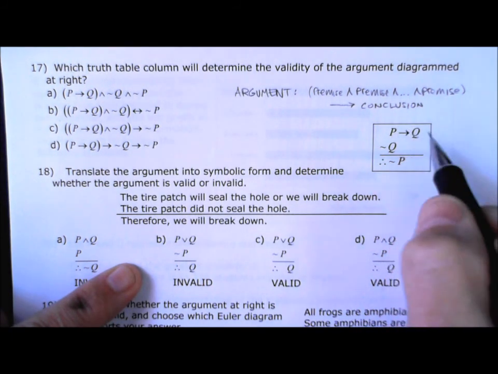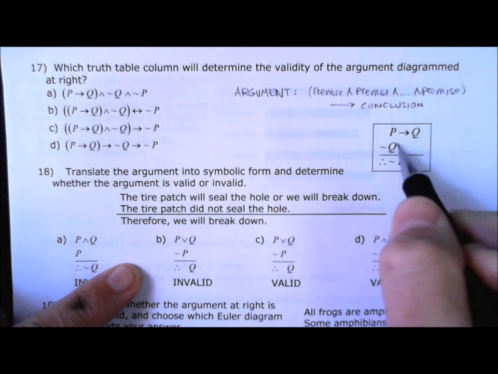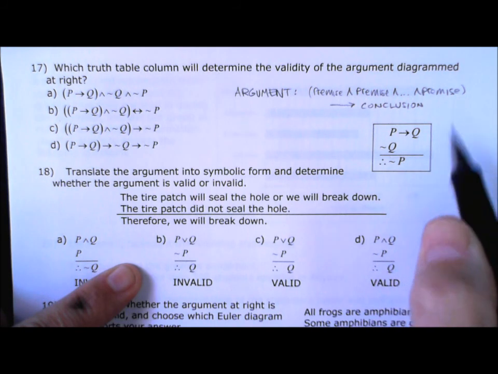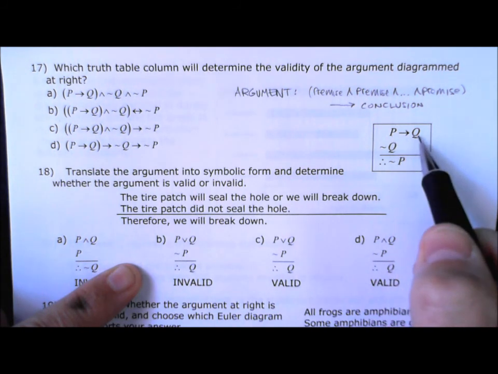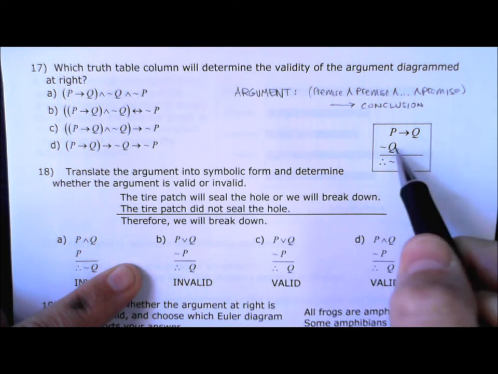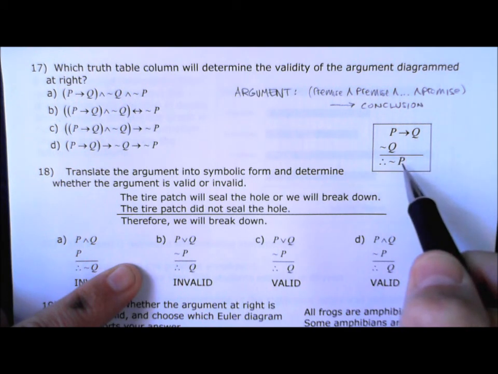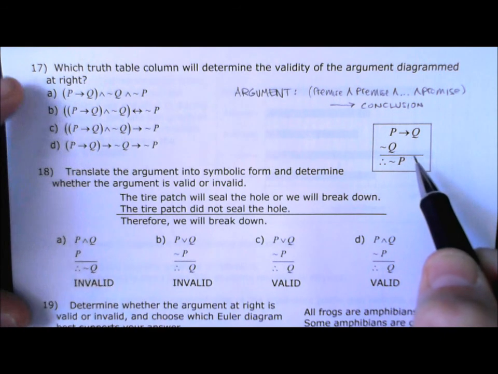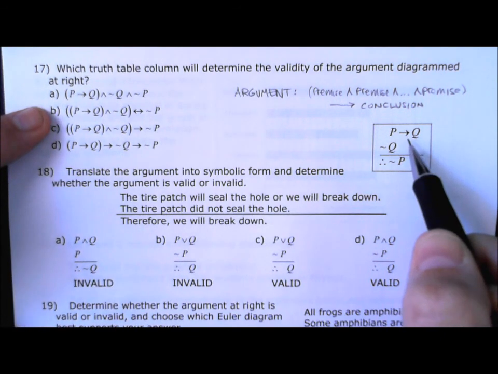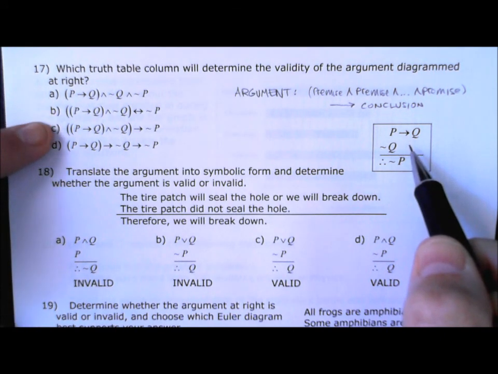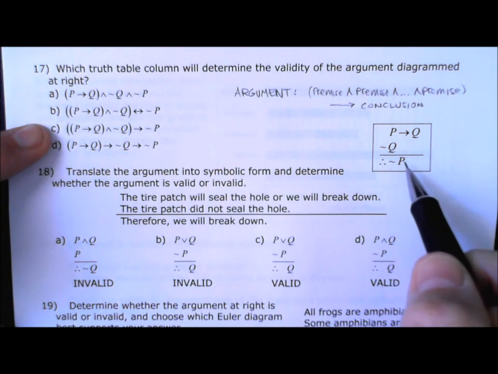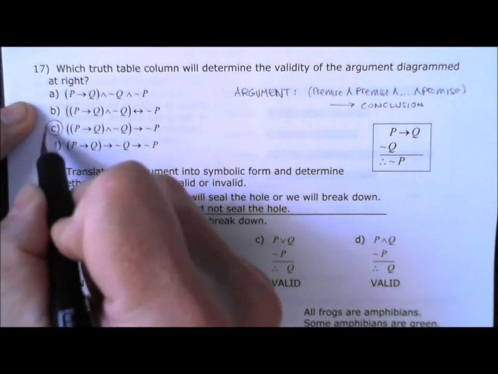And so in our case, we have a premise here, and a conclusion here. So we're looking for P arrow Q and not Q together imply not P. P arrow Q and not Q together imply not P, and that would be answer C.